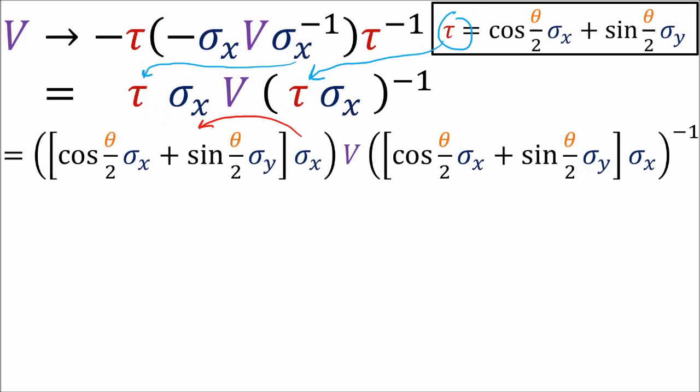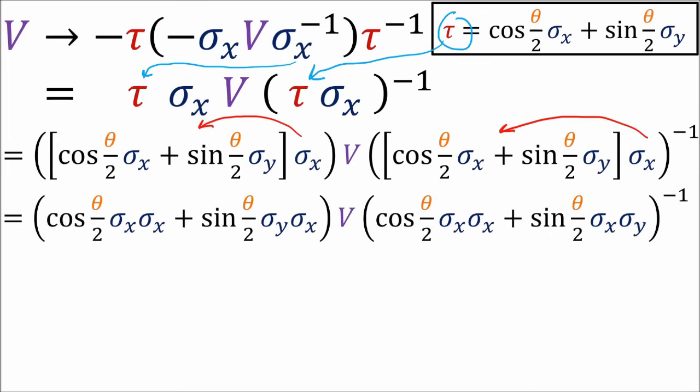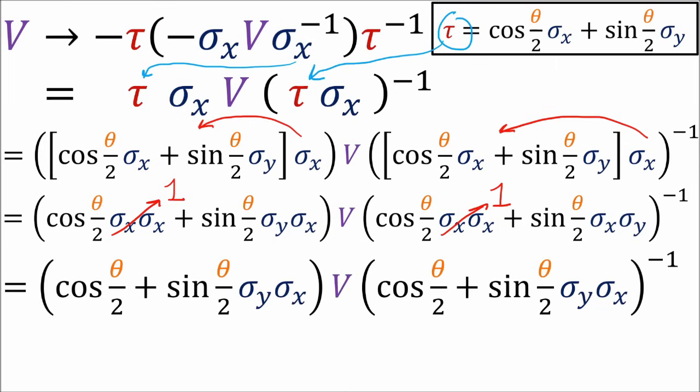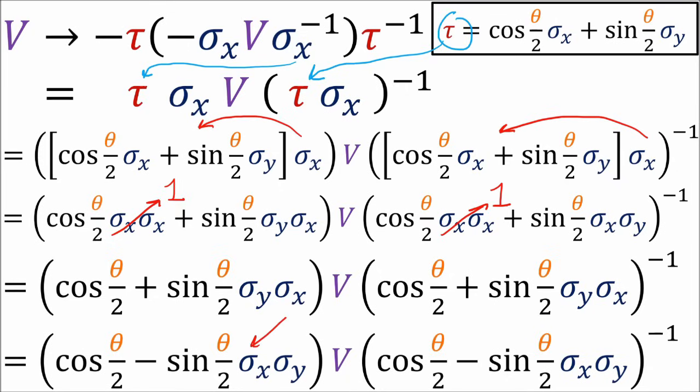Now let's plug in our definition of tau into the rotation formula. We can distribute the sigma x. Recall that sigma x squared equals plus 1, so we get this. As a final step, I'm going to reverse the order of the sigmas and introduce a negative sign, so that it reads negative sigma x times sigma y. This reminds us that the rotation is in the orientation that brings the positive x-axis towards the positive y-axis.